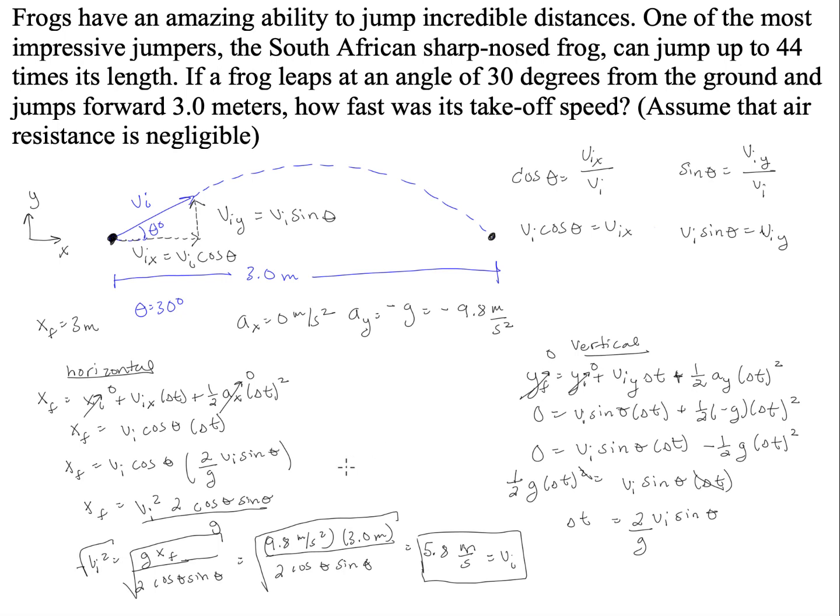So even though we only had the angle and the distance the frog traveled, we could figure out the initial velocity, which I think is pretty cool.